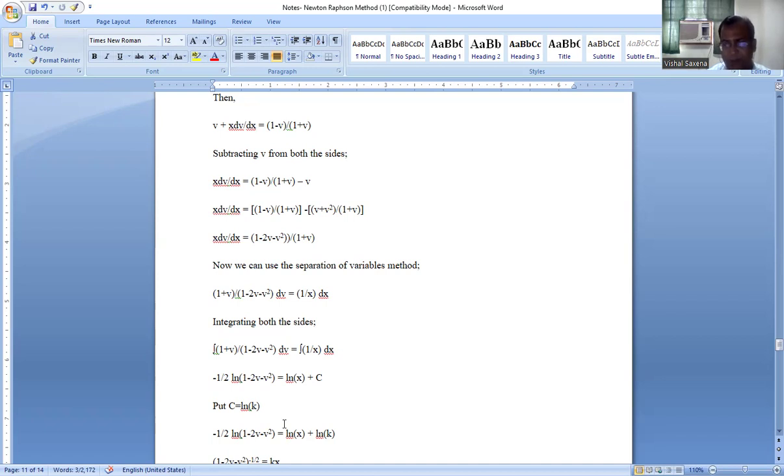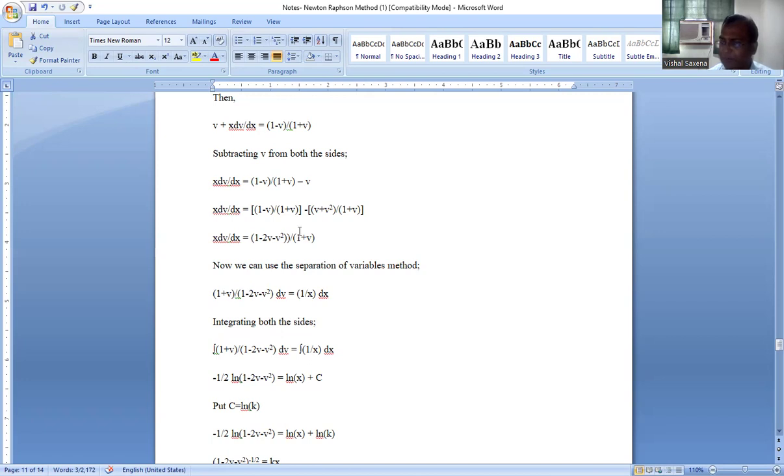So finally, what is coming there? This will give us minus 1 upon 2 log of (1 minus 2v minus v square), and this is equal to log x plus c. What is c showing here? C is always added on the side of the independent variable in an indefinite integral. When you are doing the indefinite integral, a constant of integration must be added on the side of the independent variable.